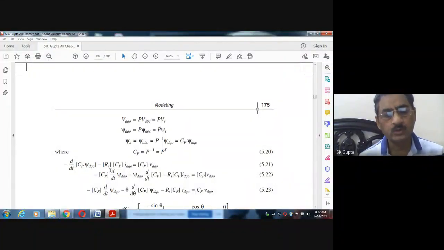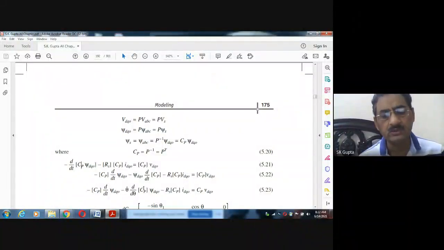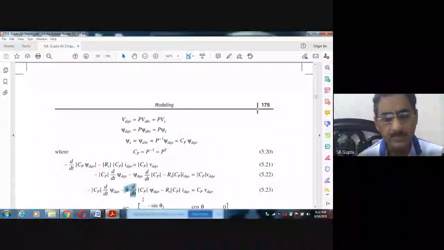So here now Rs Cp I dq0, and this is written in this way. Here you see dψ/dt of Cp. dψ/dt is written as dψ/dθ times θ dot, where θ dot is dθ/dt. So dθ cancels, meaning dψ/dt can be written like this. Is it clear or not, Nitesh?